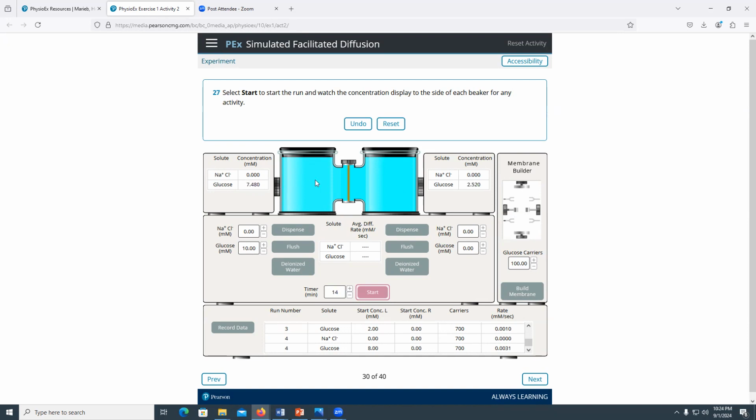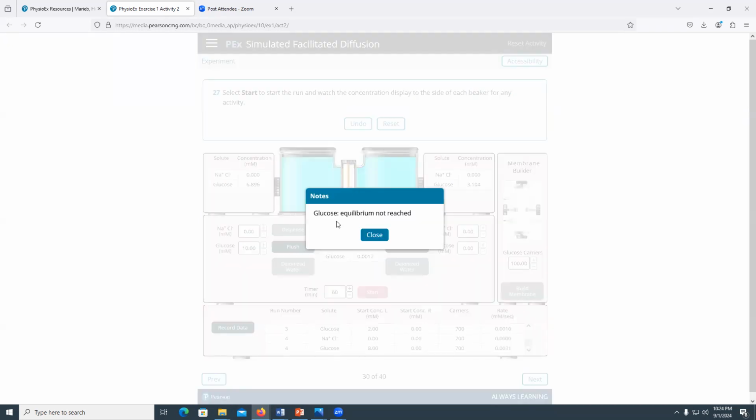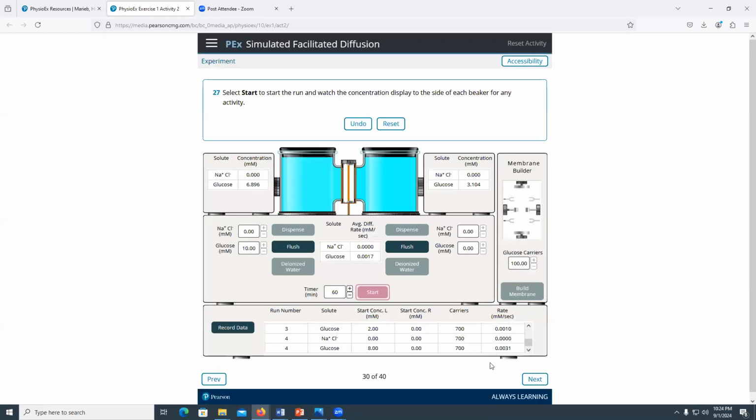So you see it's very slow because we have dropped the carrier. So now it shows you that equilibrium wasn't even reached. So that shows you that transport maximum has been reached, that these 100 protein carriers, glucose carriers, are full and there is so much glucose waiting in line to be transported, and the time was just not enough. The experiment ended too soon, these 60 minutes, and equilibrium wasn't even reached.